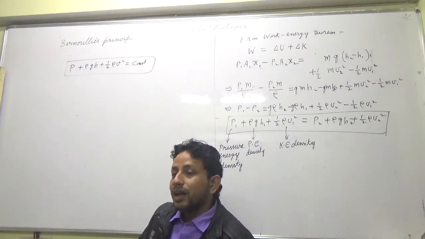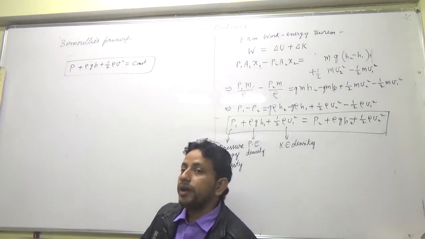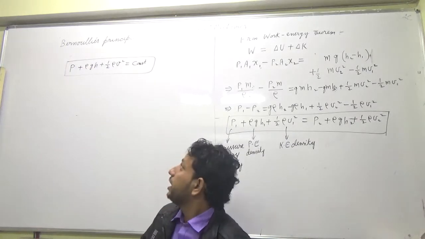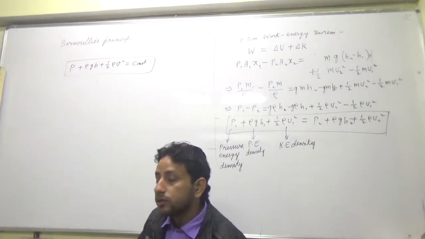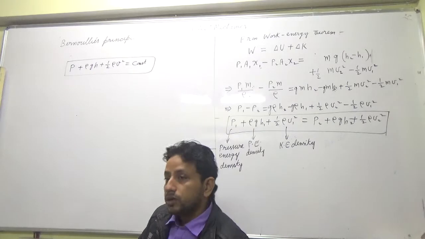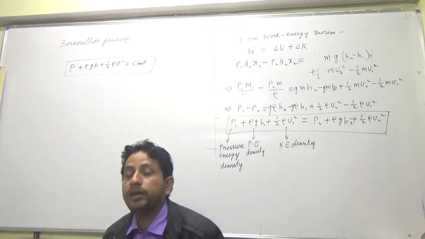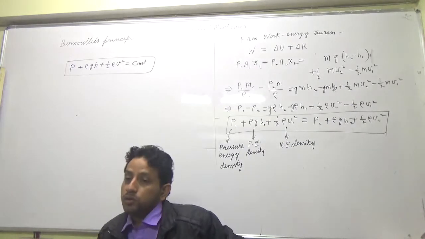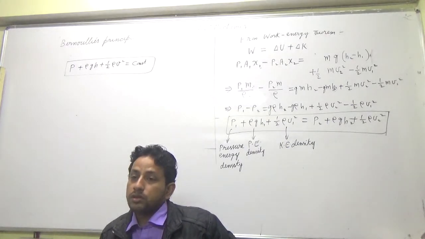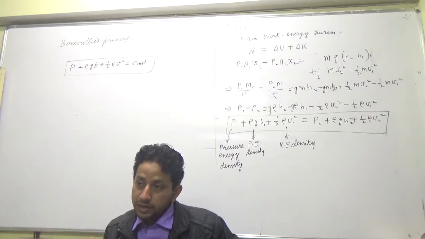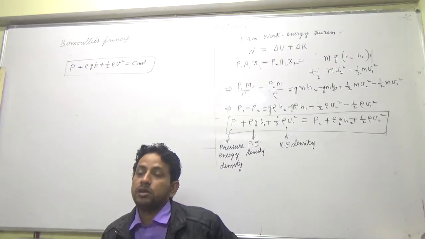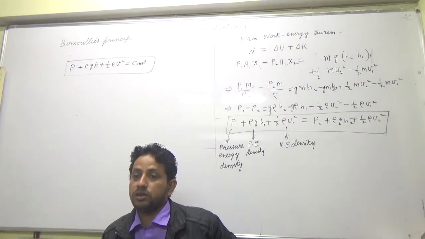We can analyze this in different situations. If we have a horizontal flow, the h will be the same throughout. Then increase of velocity means decrease of pressure, and that's why when there is a cyclone, we have very low pressure in that region, the nearby region. In any place, if you have very high velocity, the pressure in that region is very less.